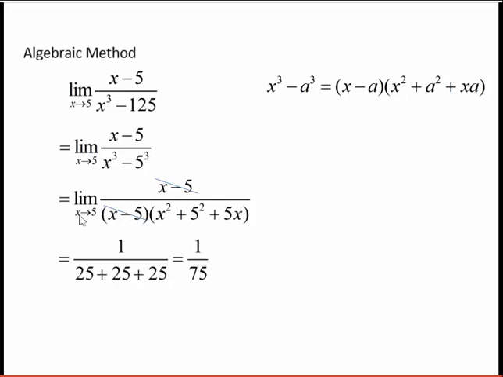And after this simplification, you can replace your x by 5. So you get 5 squared is 25, 5 squared is 25, 5 times 5 is 25. Final answer is 1 over 75.